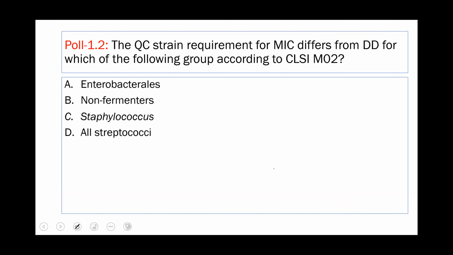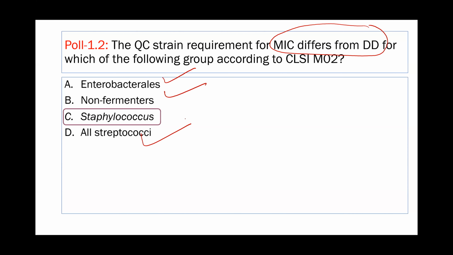The next question is also similar. The QC strain requirement for MIC differs from the disk diffusion test. If you are doing a disk diffusion test, there is a set of QC strains. If you are doing MIC, there is another set of QC strains. There are some overlapping QC strains also. For example, for Enterobacterales, non-fermenters and Streptococcus, the MIC and disk diffusion QC strains are the same. Whereas for Staphylococcus aureus, there are two different ATCC numbers which are used for MIC and disk diffusion respectively.